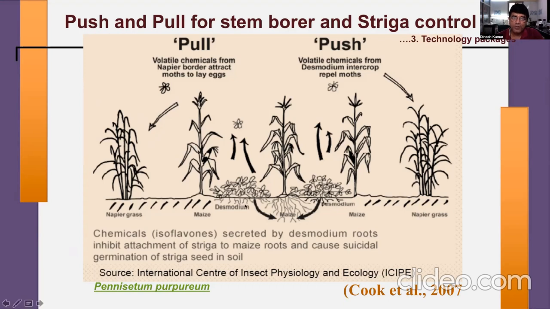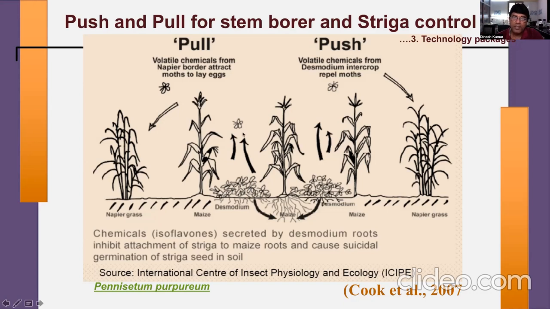So either of these crops can be cropped here like this, and then Desmodium can be taken as an intercrop. Desmodium can be taken between two rows of maize or pearl millet. You can take one row of Desmodium. Desmodium is a leguminous plant, and it gives very good quality fodder. It is a succulent plant.